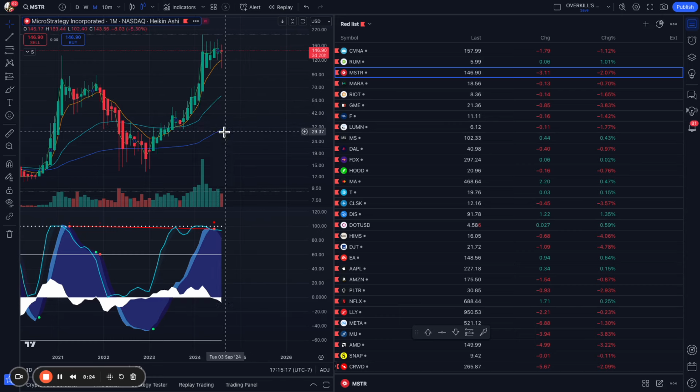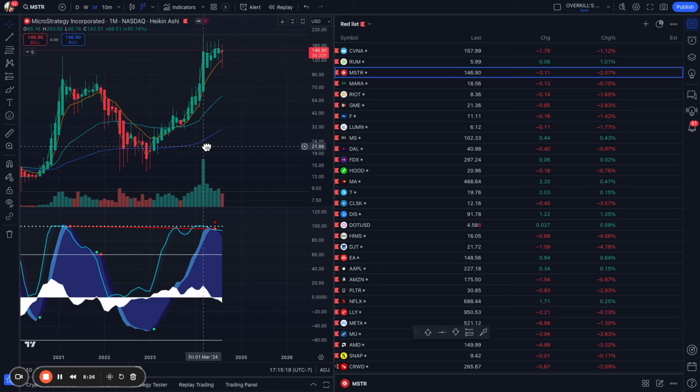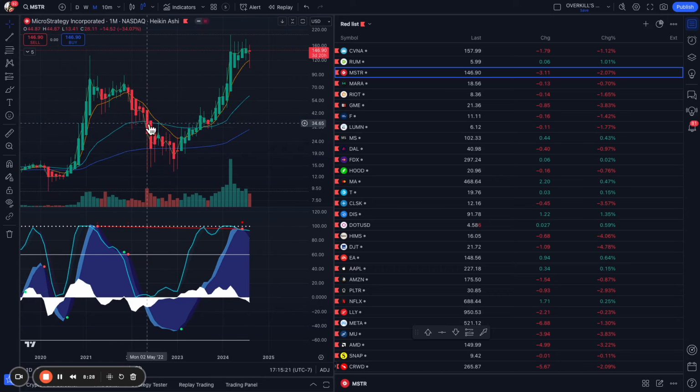MSTR is probably going to go down for the next year or 2 years. We'll probably be able to buy it down here at the blue line, which is our EMA on our trading indicator, when that thing comes back down here.